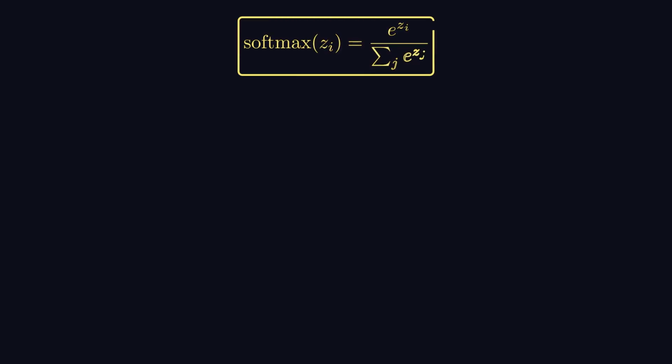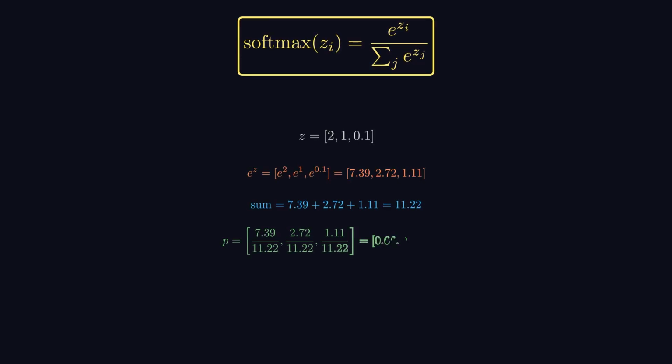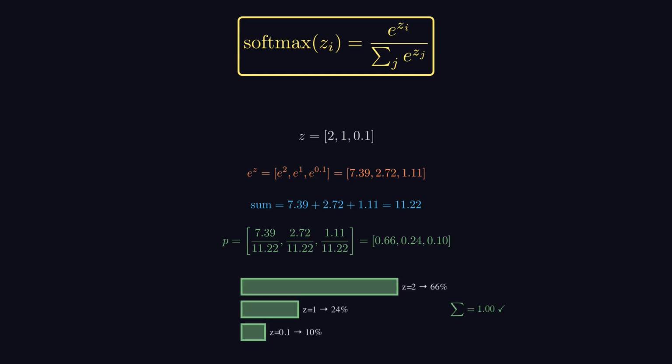Softmax of zi equals e to the zi divided by the sum of e to the zj for all j. Let's unpack this. First, we exponentiate each logit, e to the power of each number. This makes everything positive. Then we divide by the sum of all the exponentials. This forces everything to sum to 1.